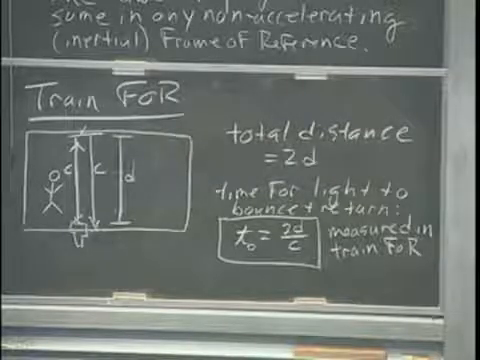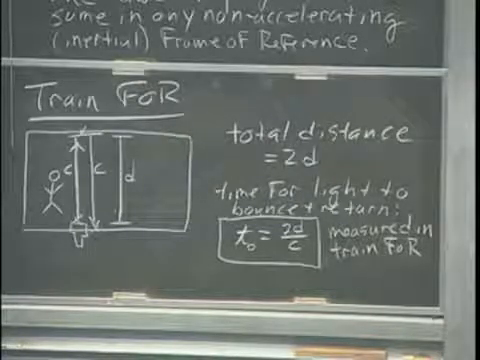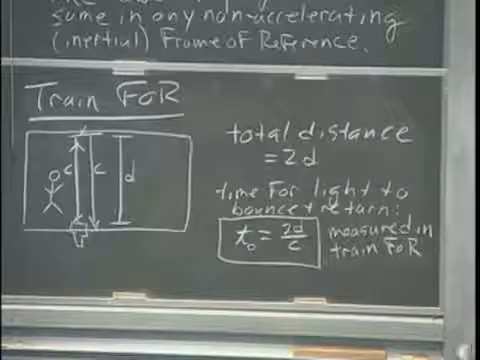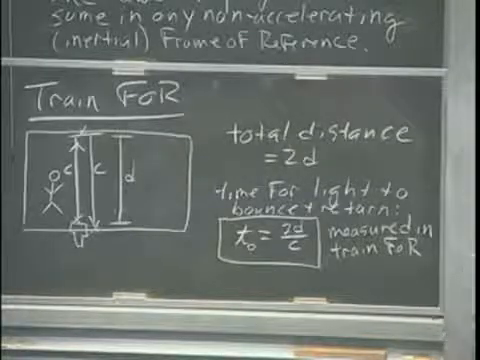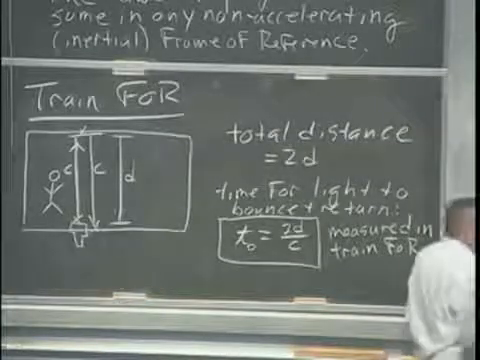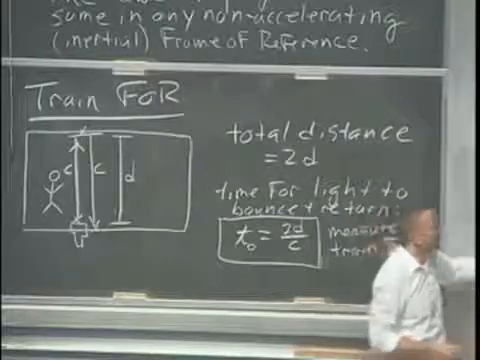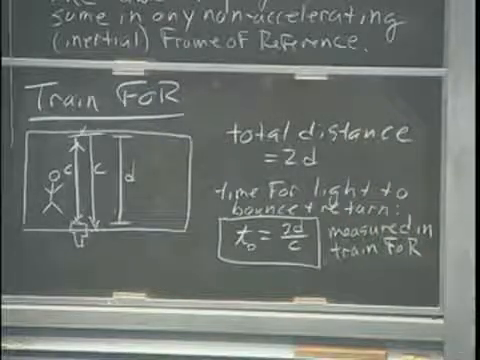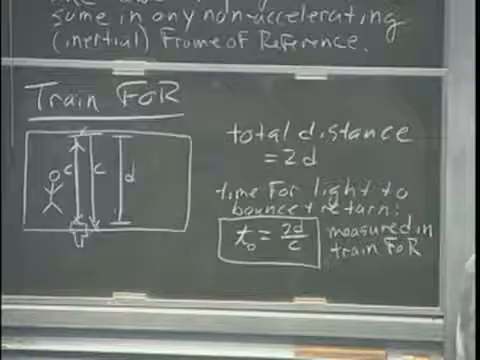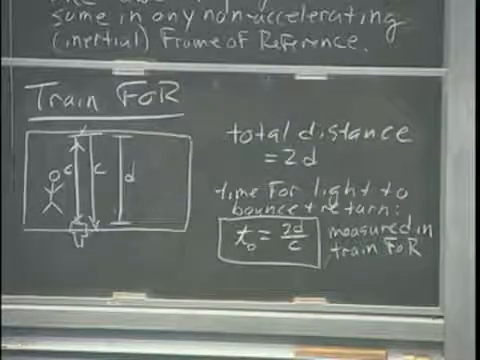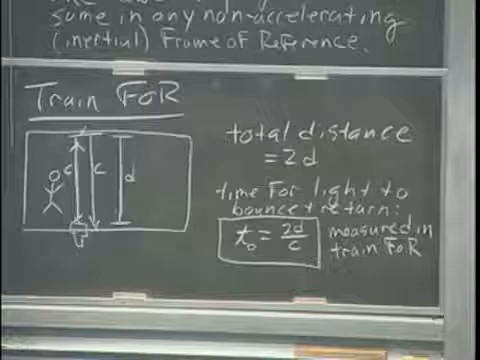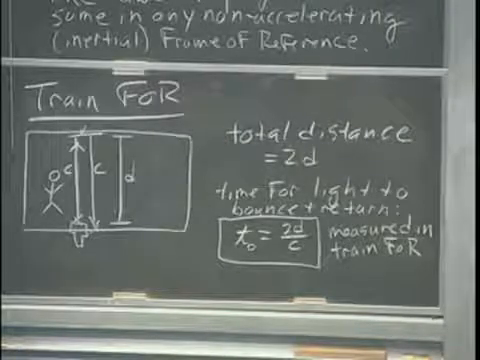Okay, so we have a triangle here. Okay, so what we need to figure out is how far the light has traveled during this amount of time. So the light has taken this path up and this path back. Okay, so we want to find this distance right here.